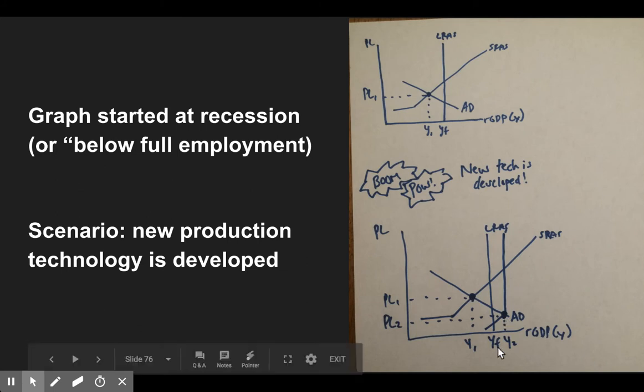And now some of you say, well, aren't we beyond our full employment? This is a bad thing? No, because we shifted LRAS and SRAS together, this is our new maximum possible production. So if you wanted to, you do not need to, you could have labeled this like Y full employment 2, because since LRAS shifted, this is old. This first YF right here is outdated. We can actually be producing out here in the long run because of that new technology.